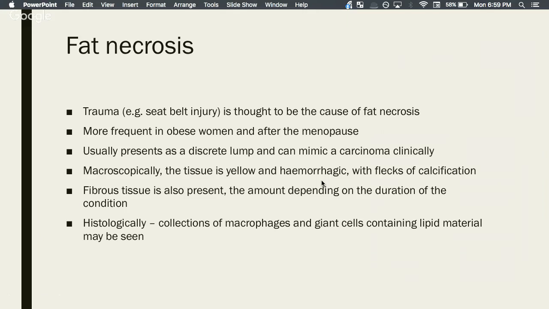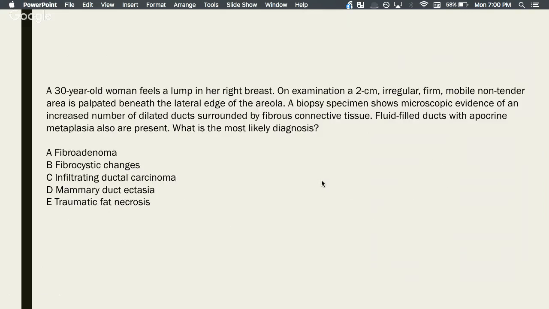But anyway, macroscopically, it's yellow, hemorrhagic, with some calcification. You can also have fibrous tissue, and histologically, you have macrophages and giant cells. So basically anyone post-trauma, fat necrosis.